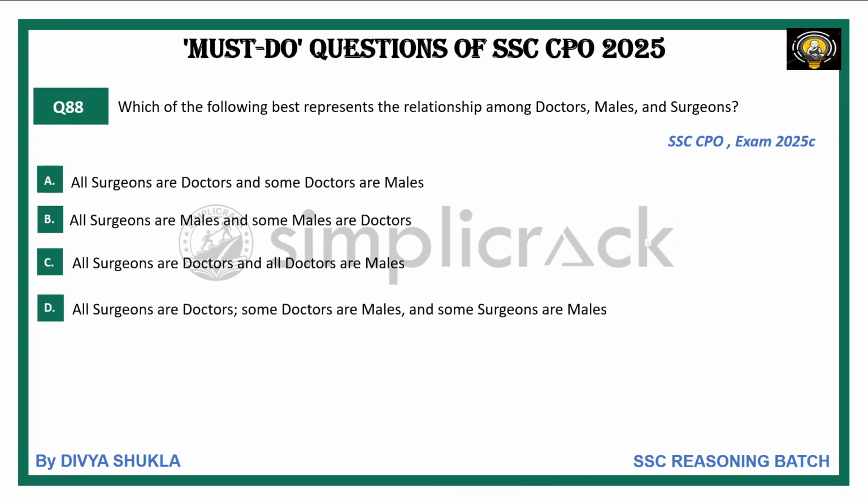Which of the following best represents the relationship between doctors, males, and surgeons? Now this is a question of Venn diagram, but without a diagram. Okay. Now understand, doctors, males, and surgeons. Both doctors and males can be surgeons. Both doctors and surgeons can be male.